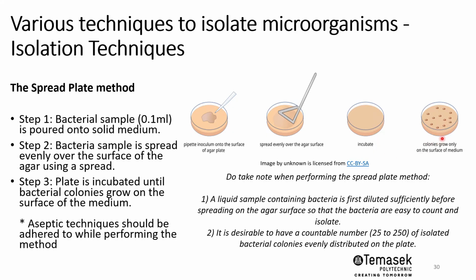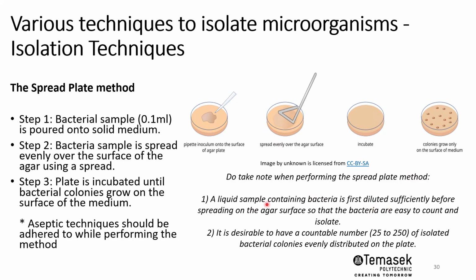And then the bacterial colonies will actually grow on the surface on top of the media itself. So once again, aseptic technique is important here. And you need to make sure that the liquid sample is diluted sufficiently, so that your bacteria are easy to count and isolate also. So often it's desirable to have a countable number, as we casually mentioned. The magic number here is 25 to 250 isolated colonies evenly distributed on the plate itself. So you might ask also, why is it important that we actually dilute the liquid sample sufficiently?